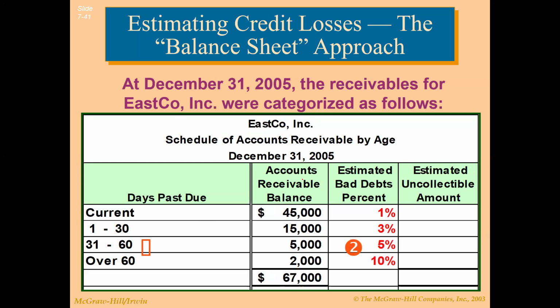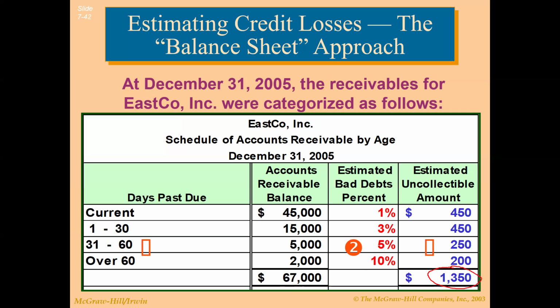So how do we calculate our bad debts? Let's say from past experience we determined that we will not be able to get 1% of the current receivable, 3% of the receivable that falls within 1 month, and the same way other categories. So we calculate its percentage amount: 45,000 at 1%, we have 450. In the same way, overall bad debts amount, we have 1,350. So this is called the balance sheet approach.